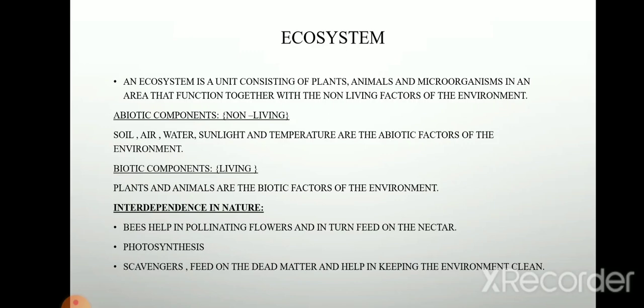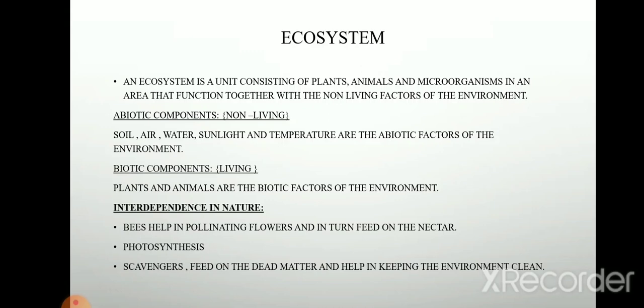Okay, so this interdependence in nature is the same way that every organism on the earth's surface is dependent on each other for its survival. For example, it's been given in the slide that bees help in pollinating flowers and in turn get the nectar. So both of them are in a relationship, they are interdependent on each other.